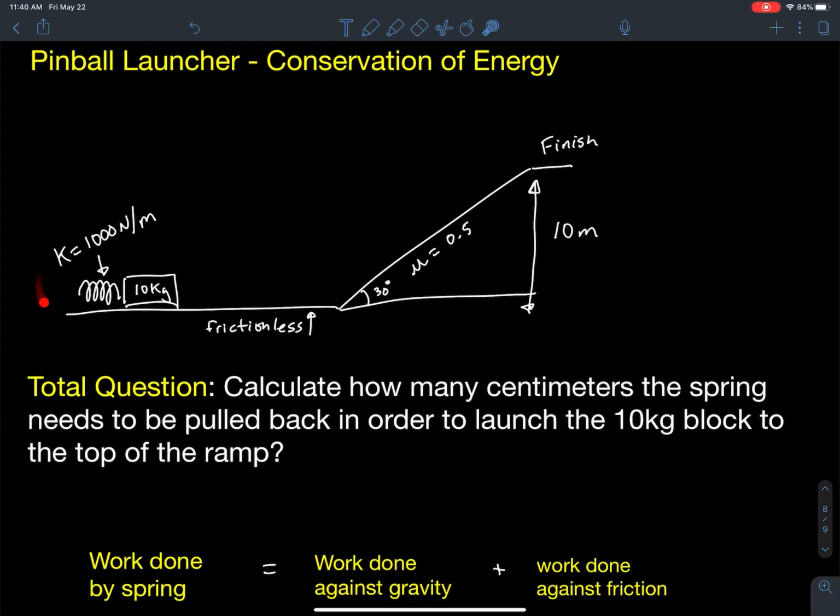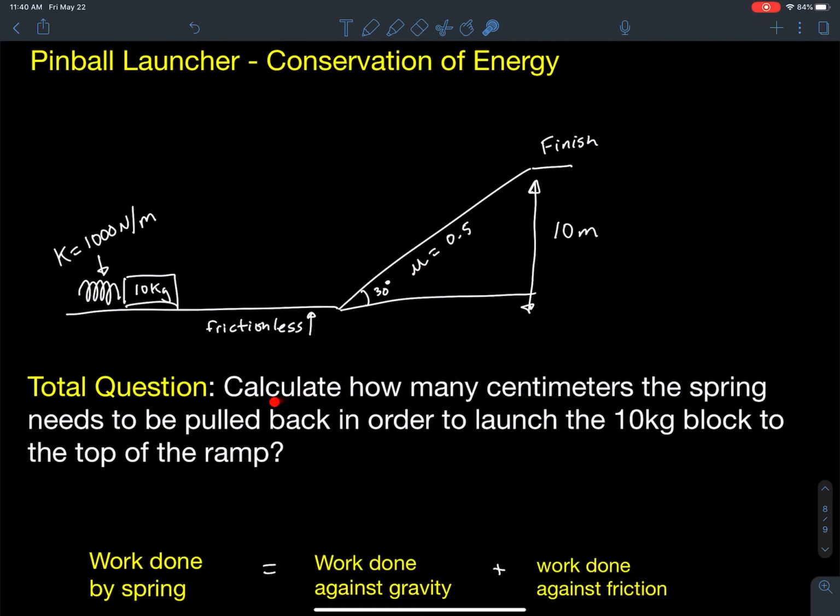A pinball launcher, which has a spring and a mass, I just made an arbitrary 10 kilogram mass, is pulled back, and the elastic potential energy of the spring supplies kinetic energy to that object, which is then going to slide up a ramp. So you have inclined planes, you have gravitational potential energy. And we've got friction because there's a friction coefficient.